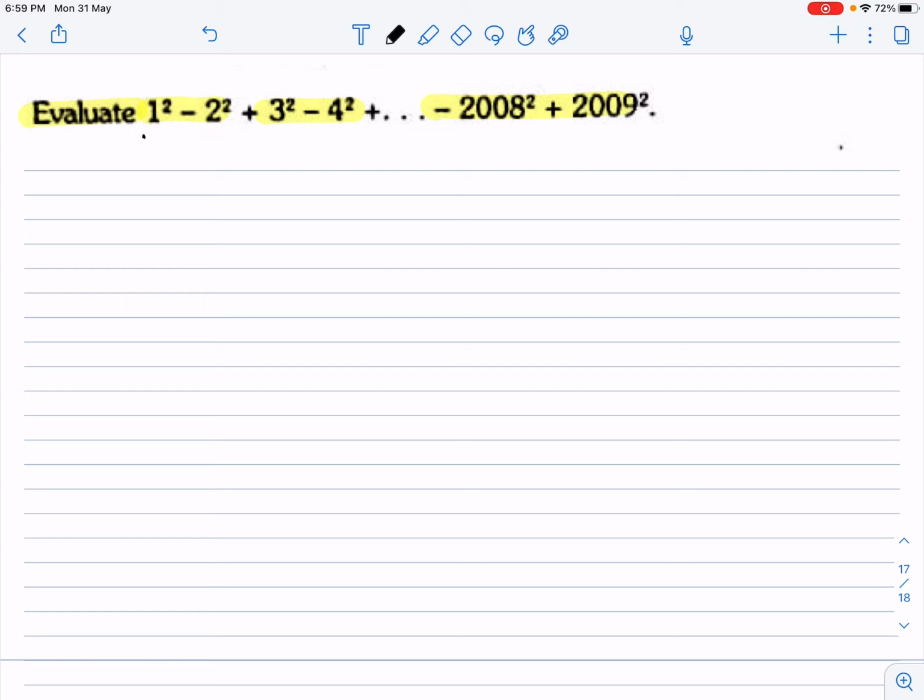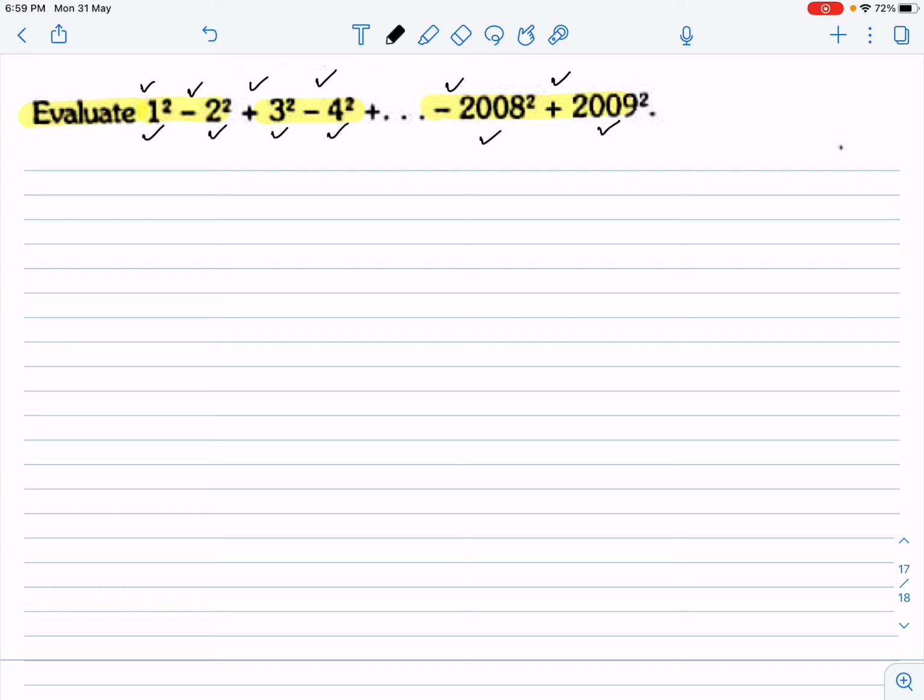Whenever we have an odd number square, we have a plus symbol in front of it. Whenever we have an even number square, we have a minus symbol in front of it. Odd number square, plus symbol. Even number square, minus symbol. Odd number square, plus symbol. Even number square, minus symbol.